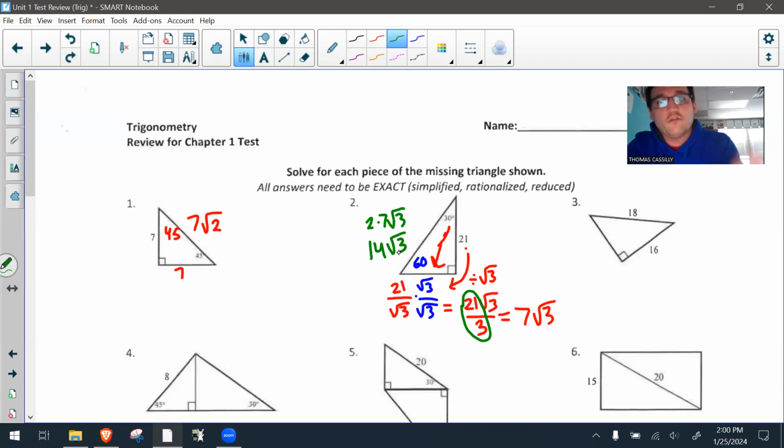We don't know what the angles are, so we cannot put a 30, 60, 90 in there. You can't put a 45, 45, right? We don't know what that angle is. So let's just throw a letter in there. Let's go ahead and just call that x.